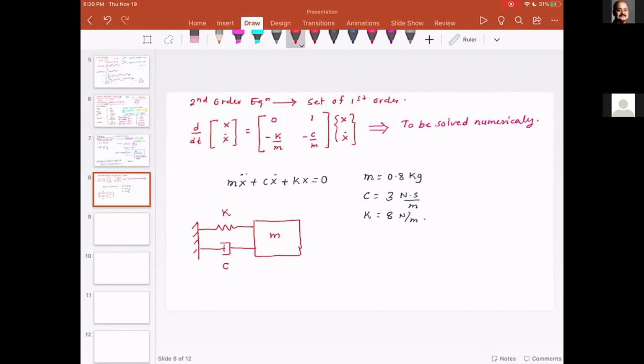One is analytically, which is just writing the equations and trying to find the solution. Second is using Laplace transform. And third is using numerical methods. So now this would be a good time to open MATLAB and work with me as I go through this solution.